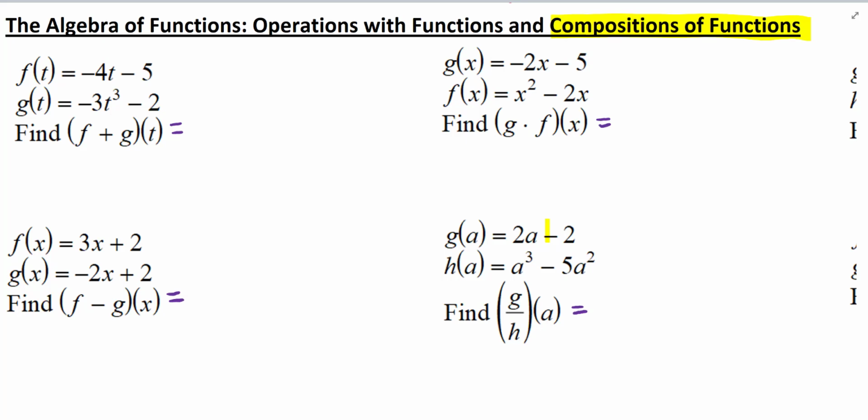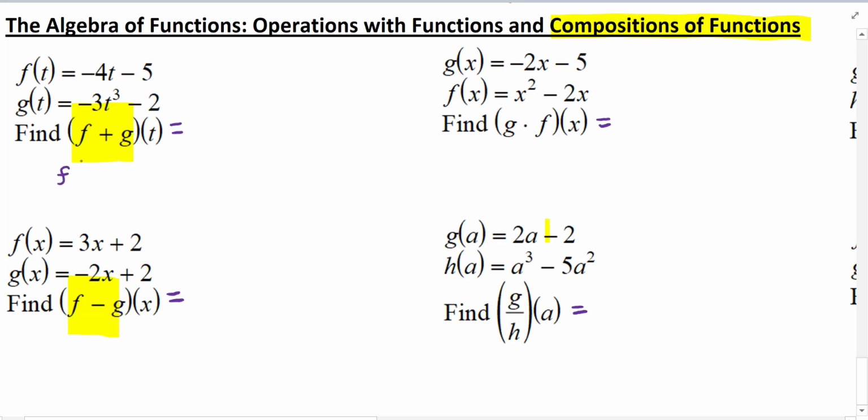All right, this next activity is called composition of functions, where you take two separate functions and you perform an operation and it creates an entirely new function. All right, so first let's look at addition and subtraction operations. This just says you're going to add the f of t plus the g of t.